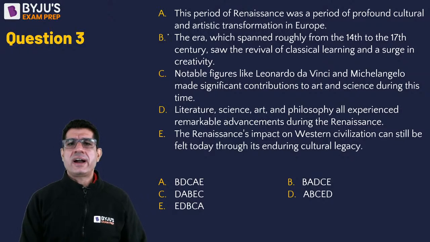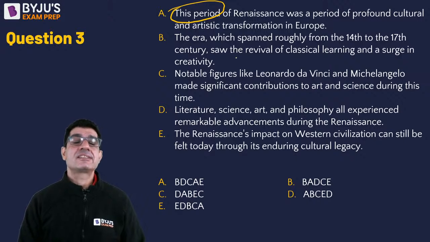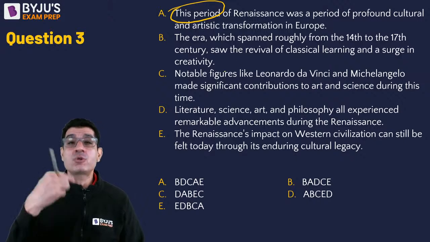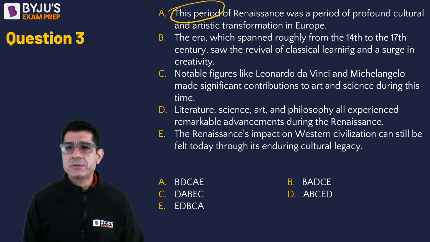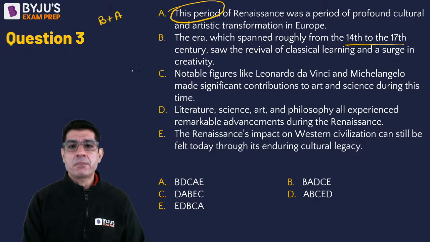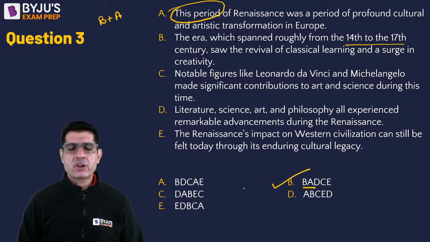Okay, so I think when you look at this period, the only sentence that can give you a noun to refer to for this period has to be B. 14th to the 17th century. So B and A must come together, which is there in only one option.